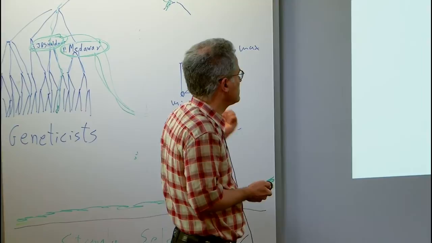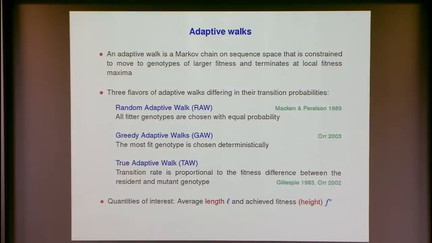So what is an adaptive walk? An adaptive walk is a Markov chain on sequence space. You assume your population is monomorphic, which is true for small enough mutation rates, and it's constrained to move to genotypes of larger fitness. So you move uphill according to some stochastic algorithm, and you terminate if you reach a local maximum.